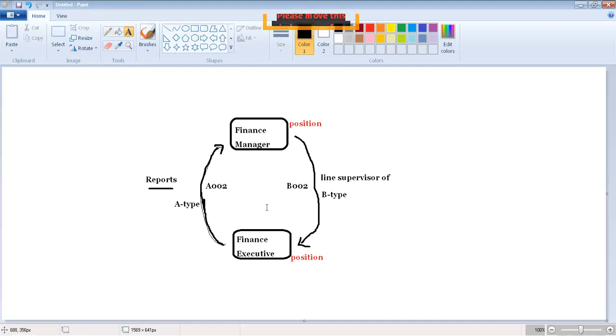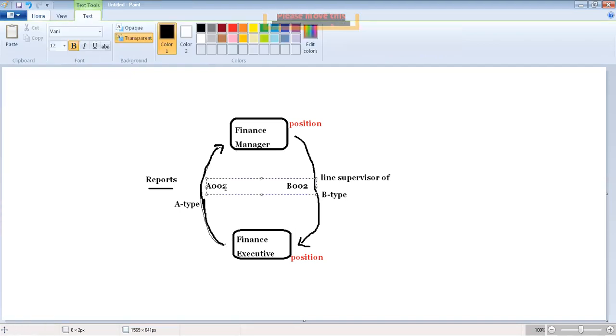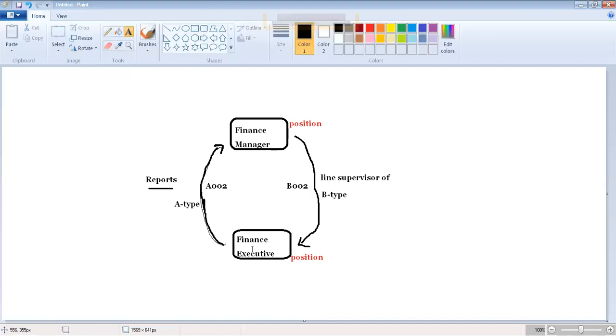So I know that it is an A type relationship, so I'm adding A to the code. We discussed that the relationship code is a 3-digit code. This 002 is the 3-digit code. But this is an A type relationship, so I'm attaching this A to 002. So I'm typing A002. And this one is B002.